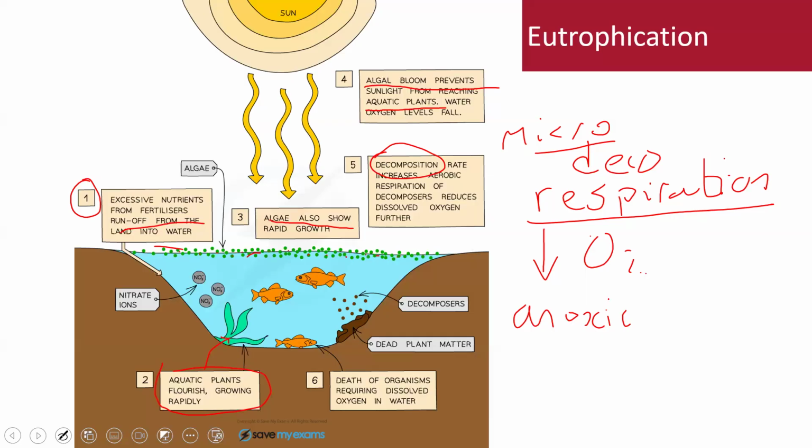When the aquatic plants die, the decomposers do aerobic respiration and they take more oxygen out of the water. Eventually, the water becomes anoxic, which means no oxygen is in there at all, which means nothing can live. Okay, that's eutrophication.